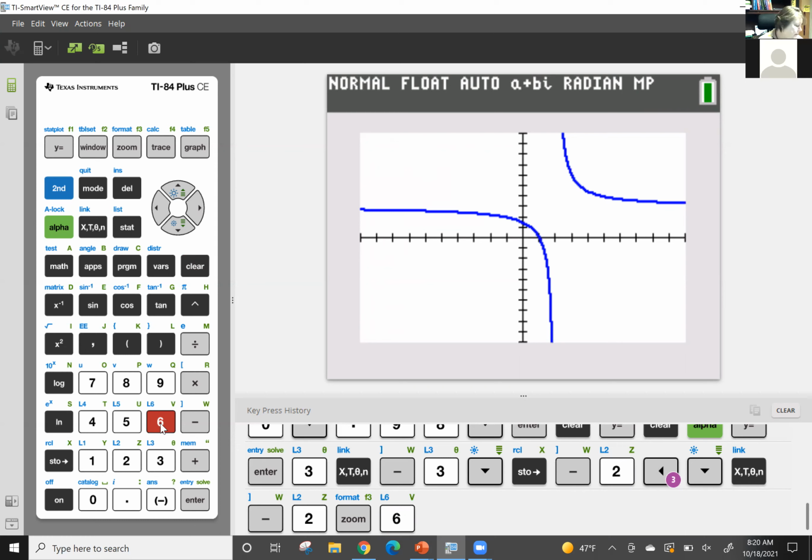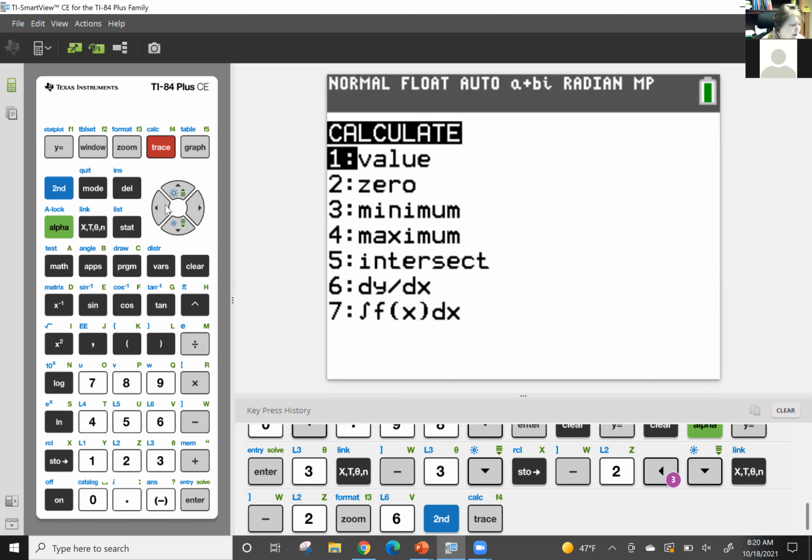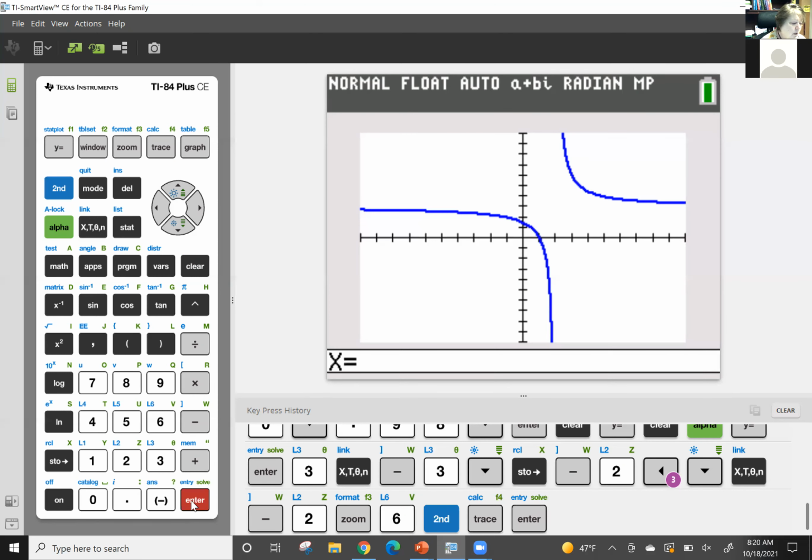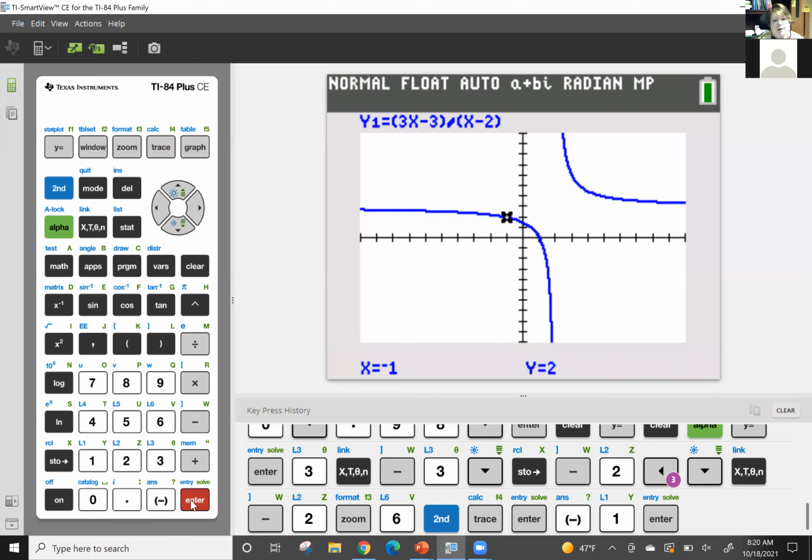Okay, so let's say I want to find these values. Let's say I want to find what y equals when x is -1. So I go to my calc menu, which is above the trace. So it's right there above the trace. So I go second, calc. Number one is value. I want to know the y value when x is -1. So I type in -1 and enter. So when x is -1, y is 2.